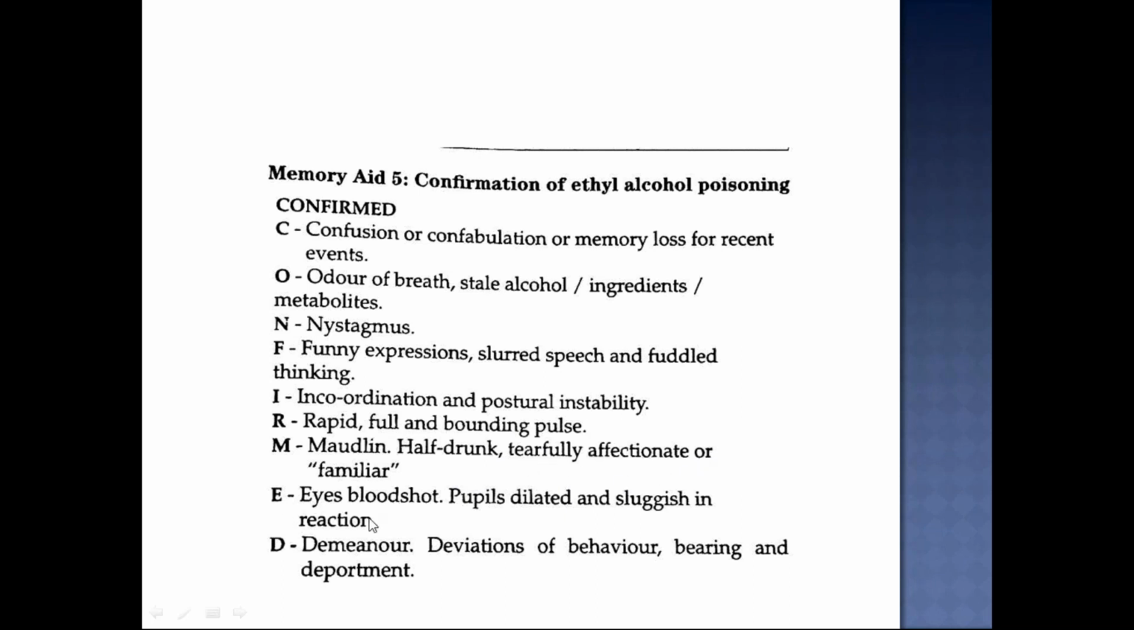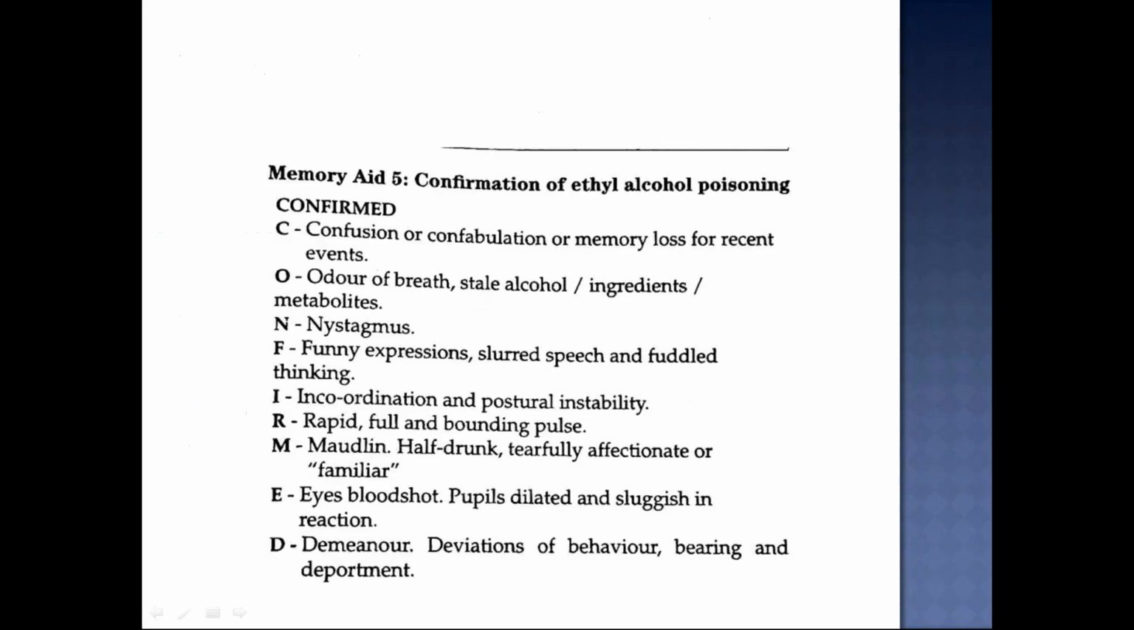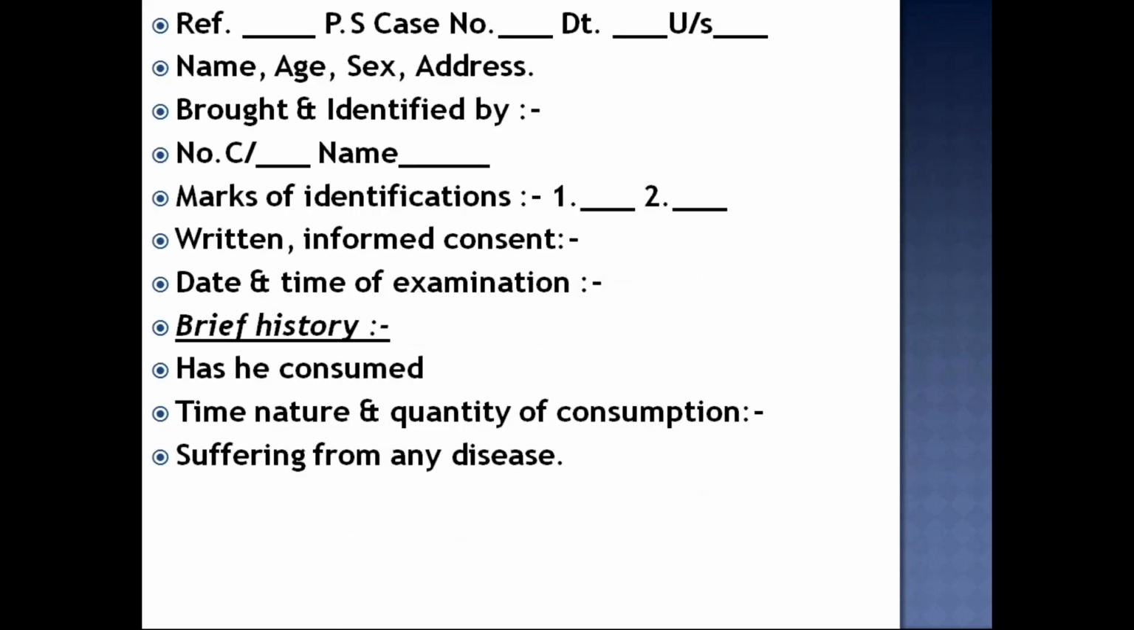E stands for eyes bloodshot. The eyes will be angry looking. There is increased flushing and congestion of the eye, where the eyes can be reddish, and the pupils are dilated and sluggish to reaction. And D stands for demeanor, deviation of the behavior, bearing, and deportment. So these are some mnemonics to remember easily what to look for in the patient. CONFIRMED.